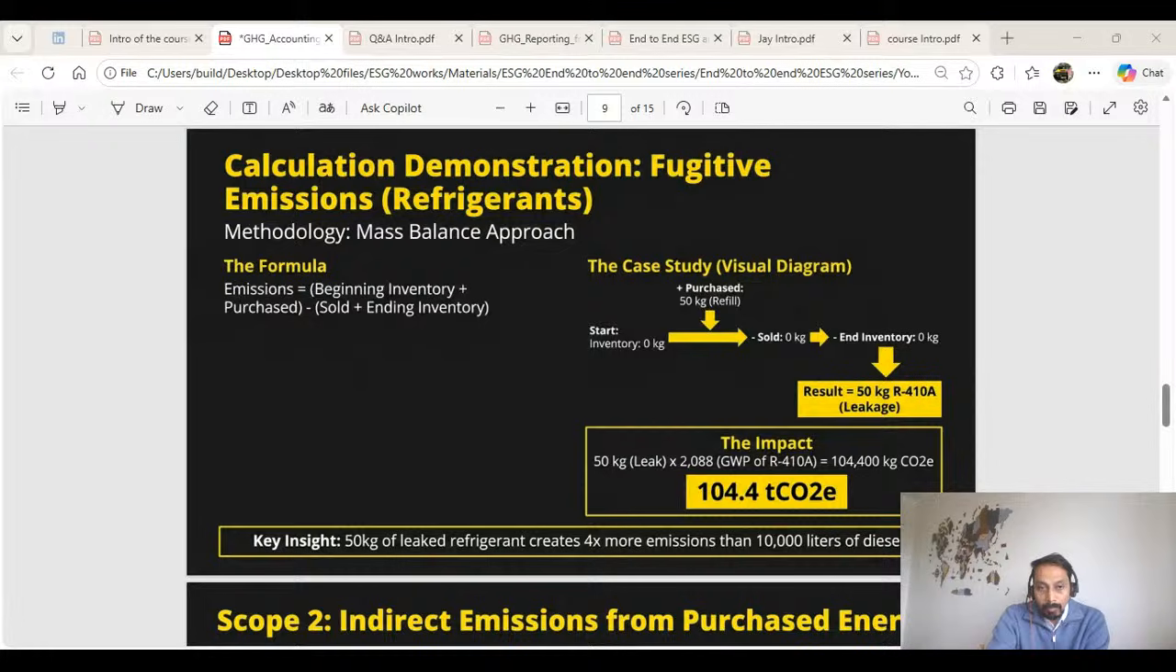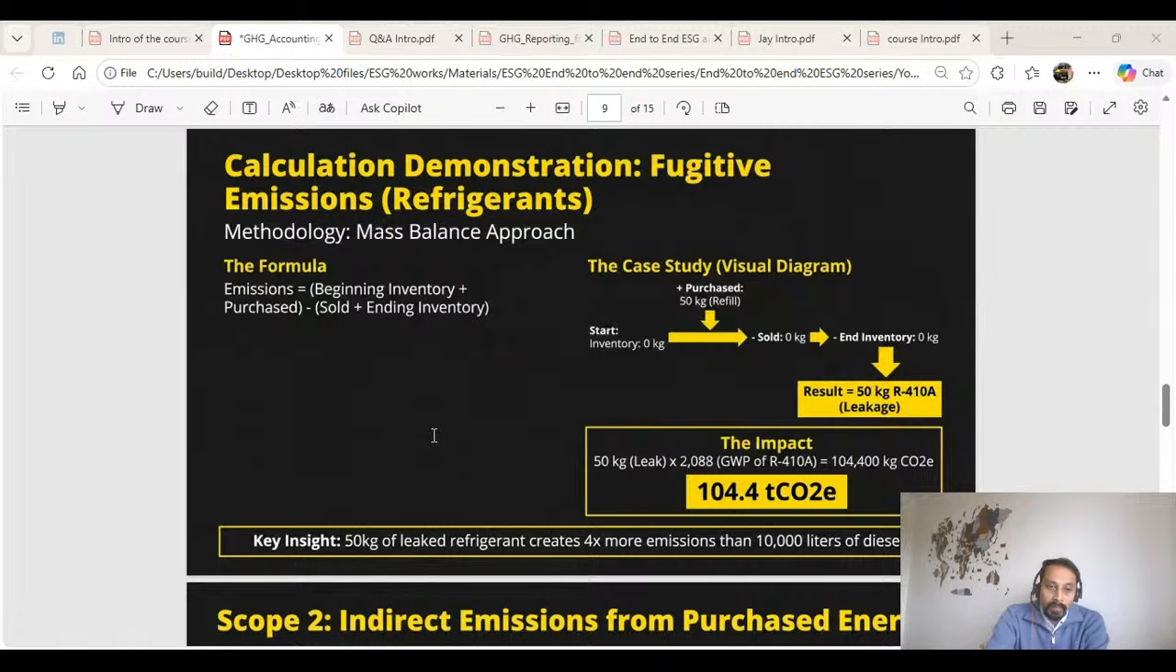So refrigerants are powerful climate gases, and that covers the SF6 value. Using the mass balance method, if 50 kg leaked based on the particular area that it covers, as you can see in the visual diagram, then overall the GWP will be 2088, as mentioned in the UK DEFRA emissions factor. And ultimately 105 tons of CO2 equivalent will be the answer for the refrigeration leak emission.